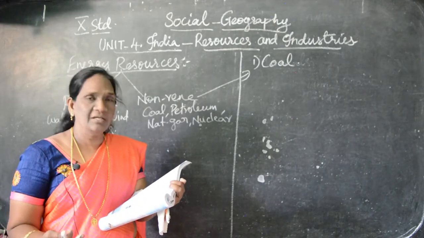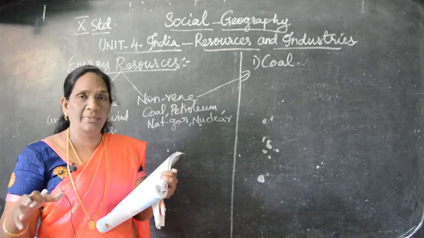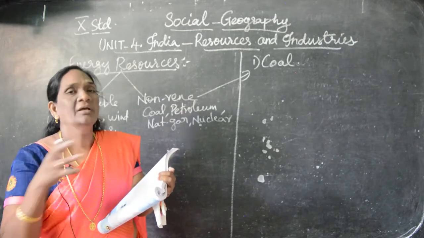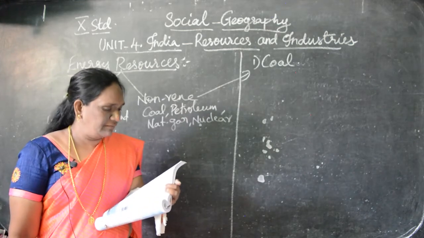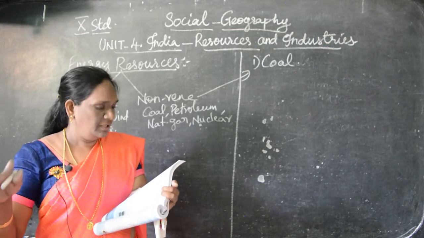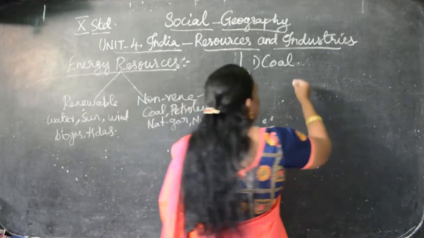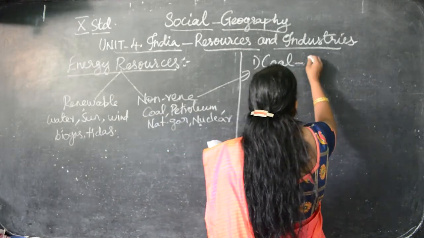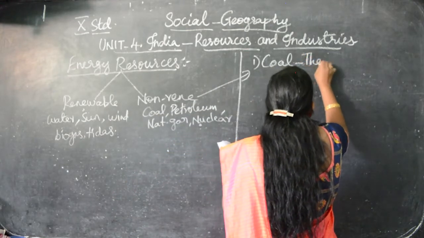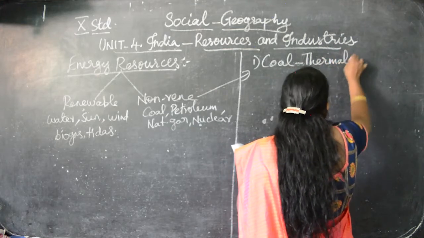Organic substances, in it what is there more? Hydrocarbon is more in coal. Okay, coal is available in the form of sedimentary rocks. The resource we take from coal is what we should call thermal power. It is called thermal power.